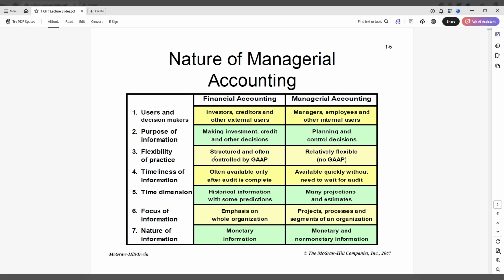Okay, let's look at some of the differences here between financial accounting and managerial accounting. As we've already mentioned, there's more of an external focus with financial accounting, whereas an internal focus with managerial. When it comes to purpose of information, financial accounting being externally provided allows those external parties to potentially make investment decisions, whether they would want to invest in the company, credit decisions, do they want to loan that company money, so on and so forth.